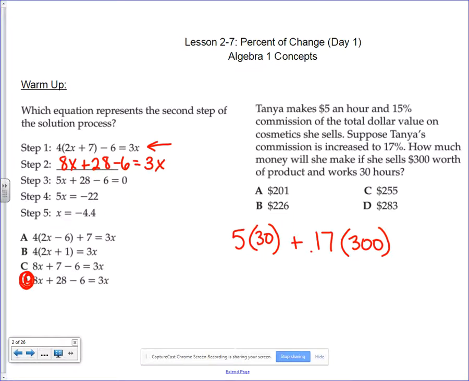So this part is the hourly rate. This part is her commission. If you add them together, you'll get her final paycheck, which should be that. And again, I hope you're doing this on your calculator to check yourself. Okay, good. That's our warm-up for today. So let's talk about our notes.